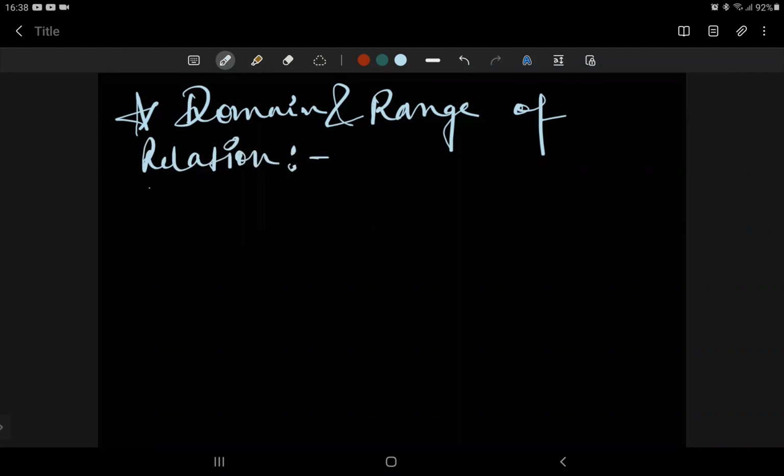Anyone, what is the domain? It's the set of all the first elements of an ordered pair in the relation. Then what is the range? A set of all the images, the outputs of the ordered pairs. Okay. So let's say we have a point x comma y. Then this x will be what, and this y will be what?